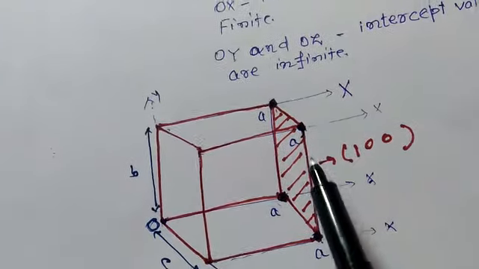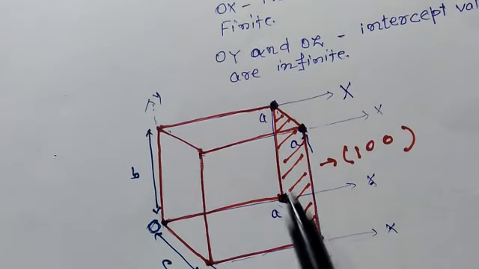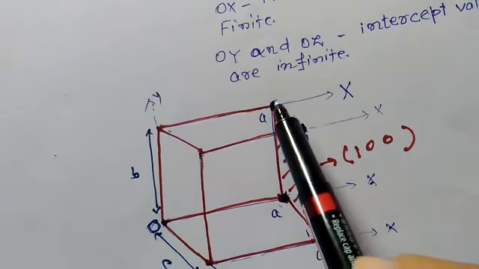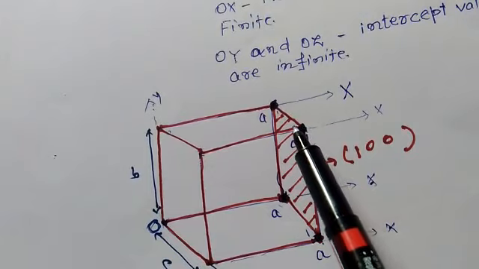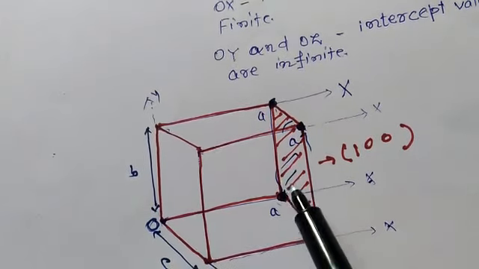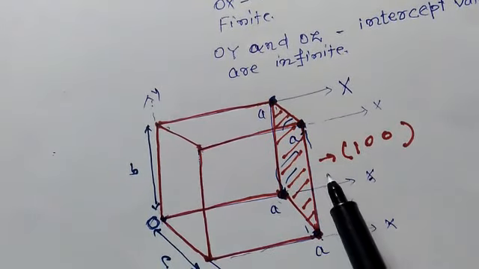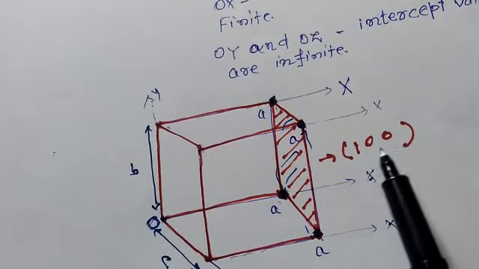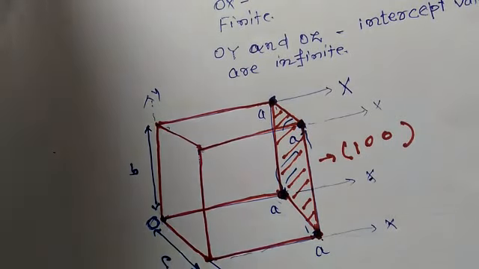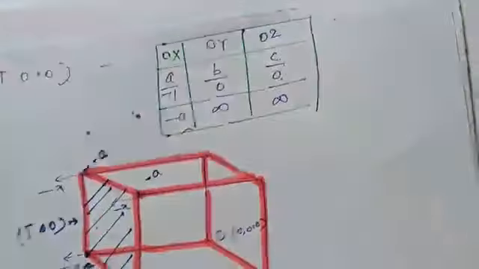Now you join this point to this point, and this point to this point, this point to this point, and this point to this point, and get a plane. That is a lattice plane from Miller indices 1, 0, 0. Now we come to example number 2.